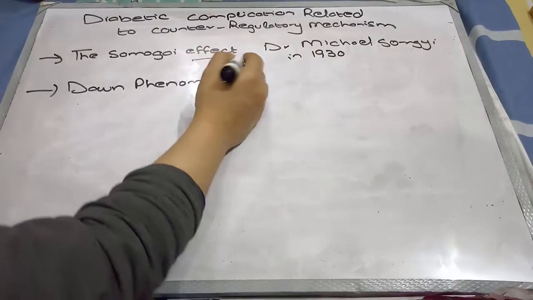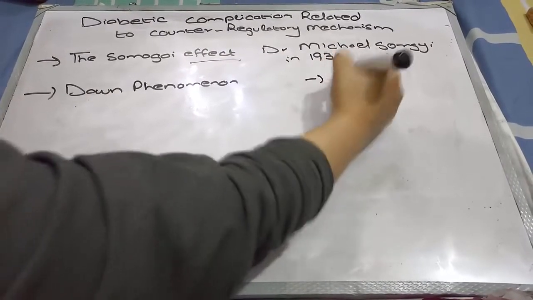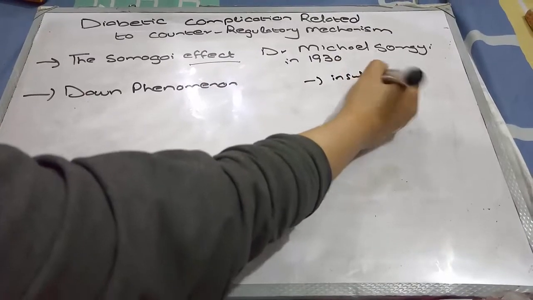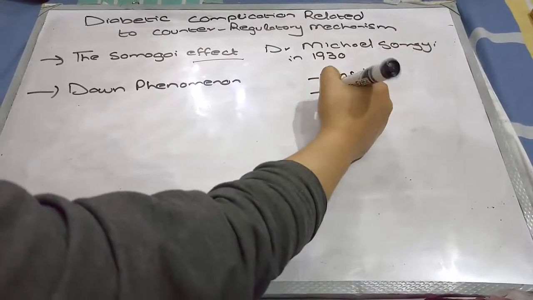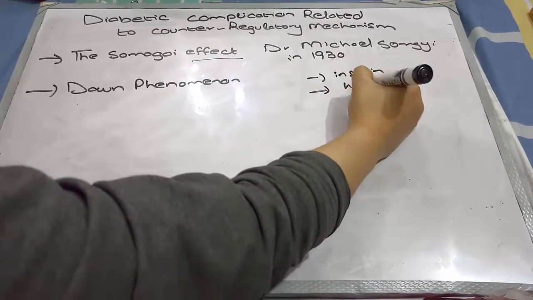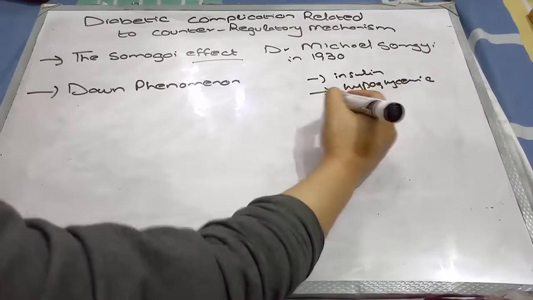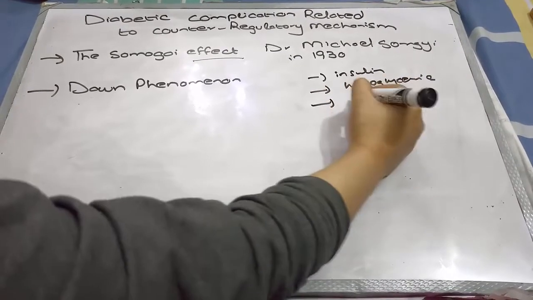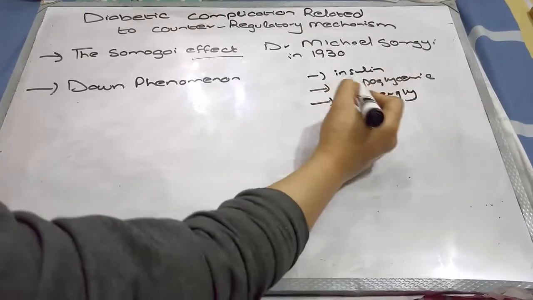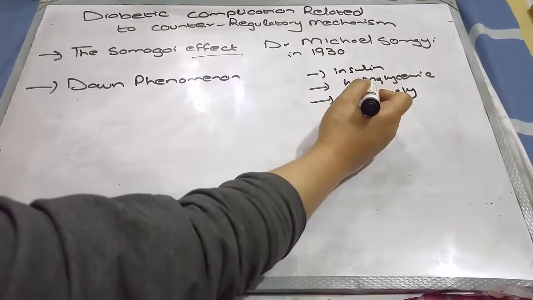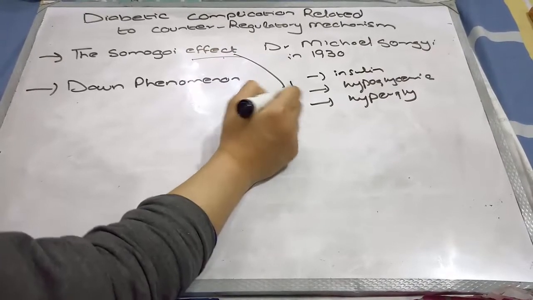So this effect basically says that you give insulin to the person, let's suppose, yesterday evening. As a result of this insulin, the patient will have hypoglycemia. And the next early morning, when you check the blood glucose level, there will be hyperglycemia as a result of the insulin-induced hypoglycemia. This is known as the Somogyi effect.